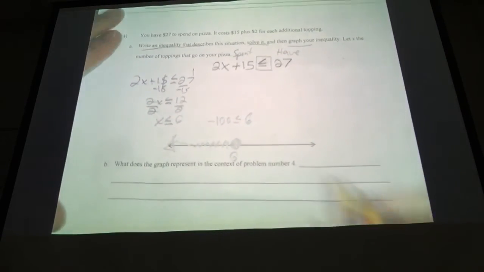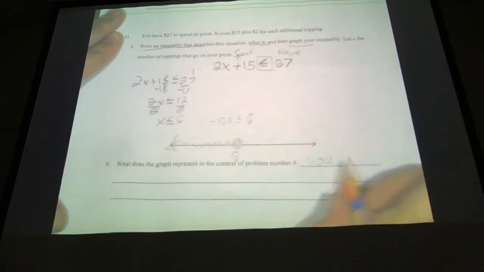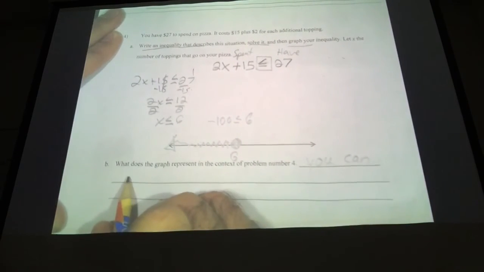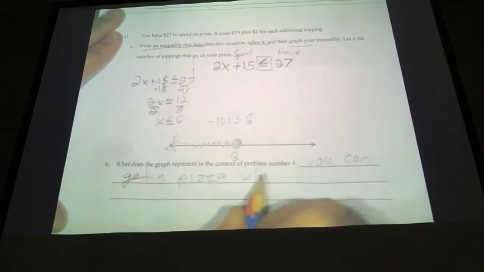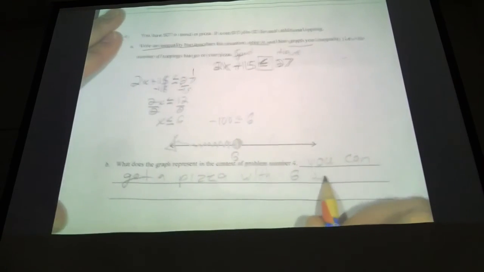Now, what does this mean? Again, this means that you can get a pizza with 6 toppings or less.